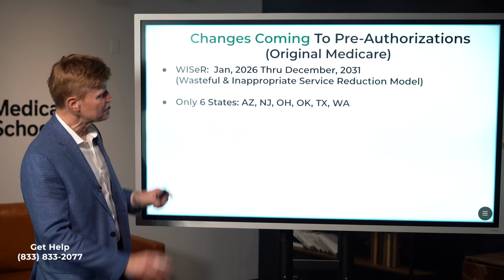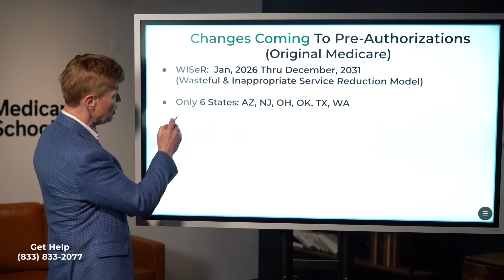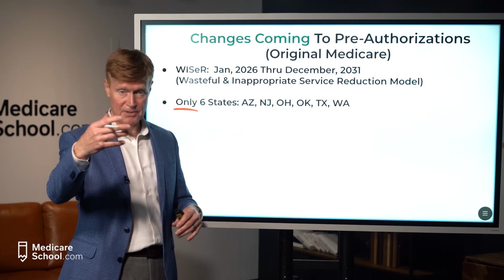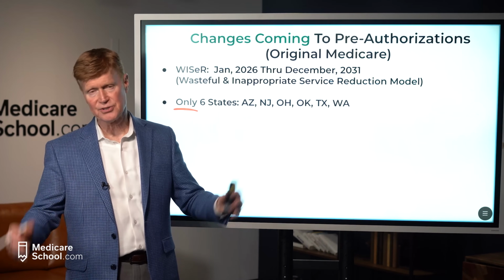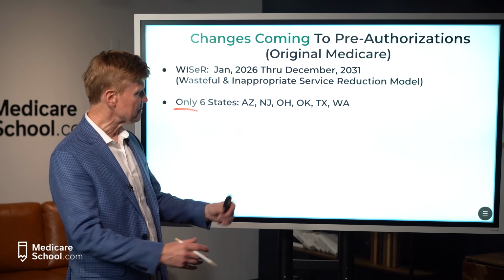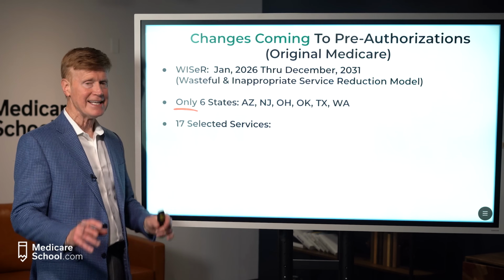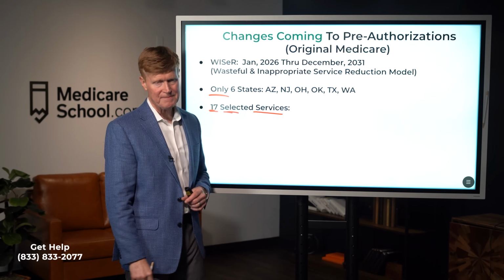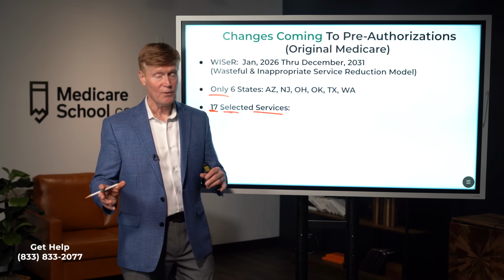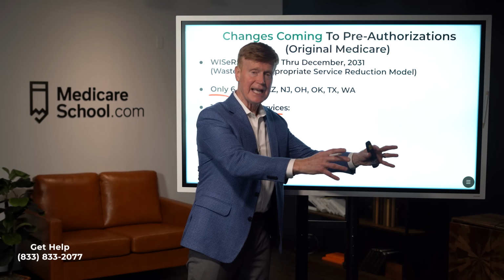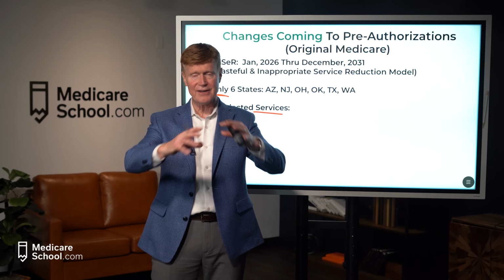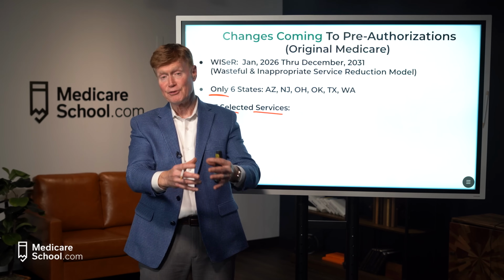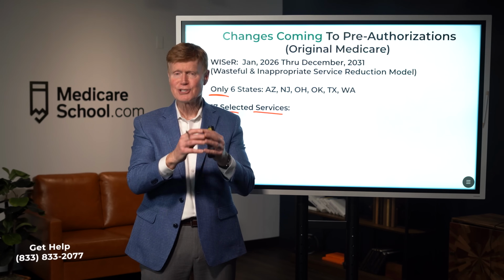So what you're going to notice is with this plan that's going to last 6 years, it's only for 6 states. And you're going to notice they kind of spread these out throughout the country. But Arizona will be part of the test, New Jersey, Ohio, Oklahoma, Texas, and the state of Washington. All right, they'll all participate. And then you're going to notice that this pilot is for 17 selected services. So again, we're already seeing that original Medicare had about a dozen, and now they're going to add 17. How many are there out there? 7,000 potential services. So again, this is going to affect very, very few people, but it is going to affect some. And let's look at the details of that.